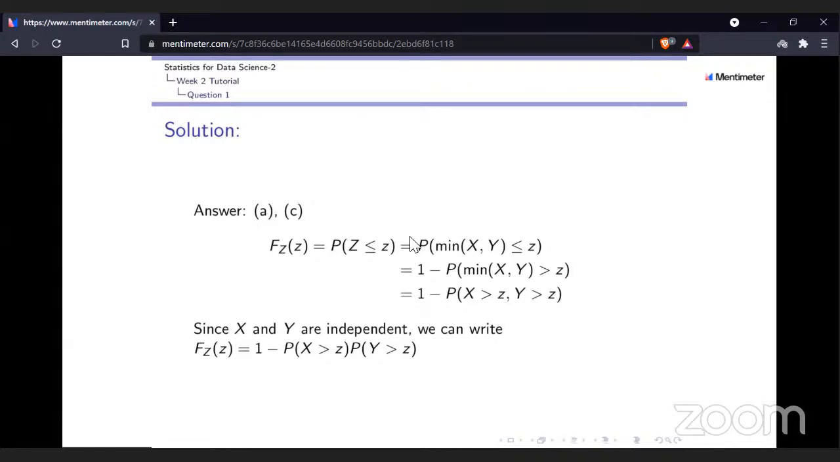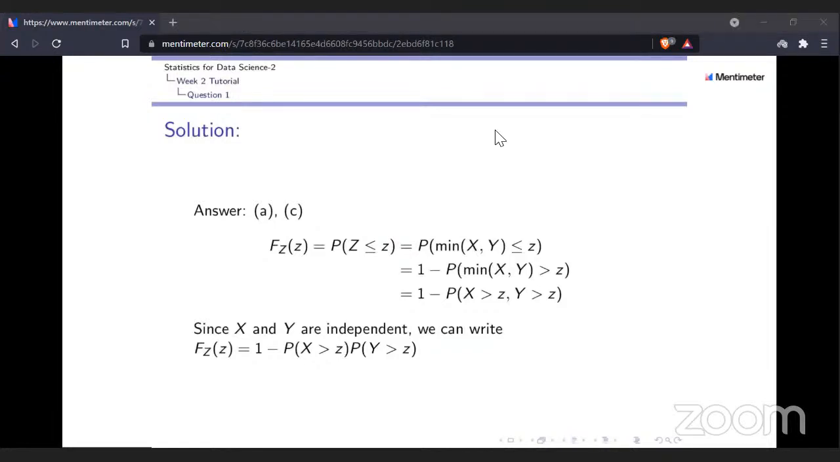But if we write it as 1 minus the probability that Z is greater than z, then we know that if the minimum is greater, the other number will also be greater. So we can write it as probability X greater than z and Y greater than z. Since X and Y are independent, we can split it into two parts. So it will be 1 minus probability X greater than z times probability Y greater than z. Is it all right? Does anybody have a doubt in this question?